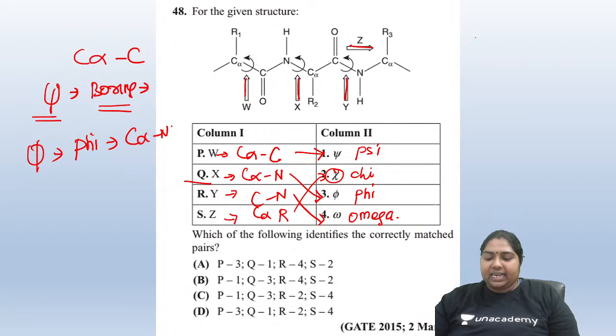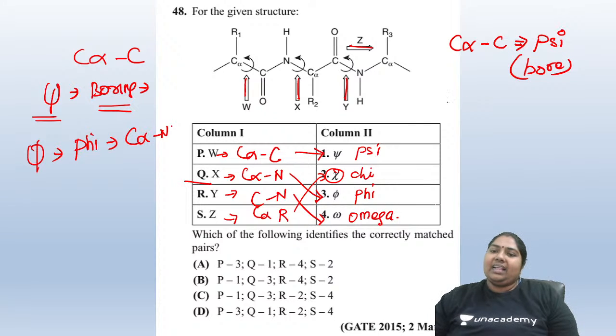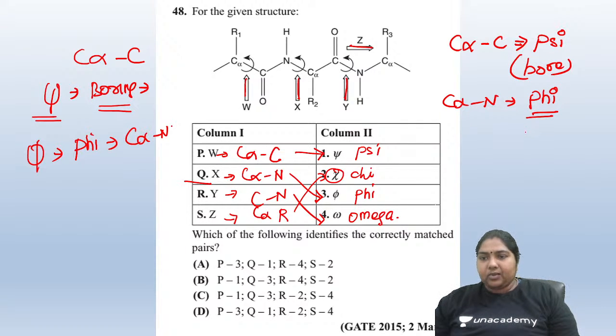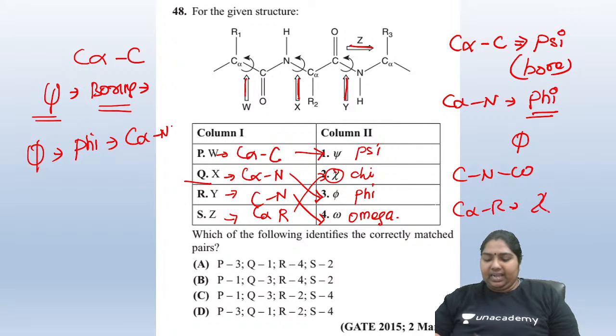So one more time we will repeat. C alpha C, it is going to be a boring angle. Okay? It is boring. And C alpha and N, it is going to be a very, very happy, cute little phi. Okay? This is phi. C N, it is rigid omega. C alpha R is going to be this fellow, chi. Now it is clear everyone. So no more confusions in this, I guess.